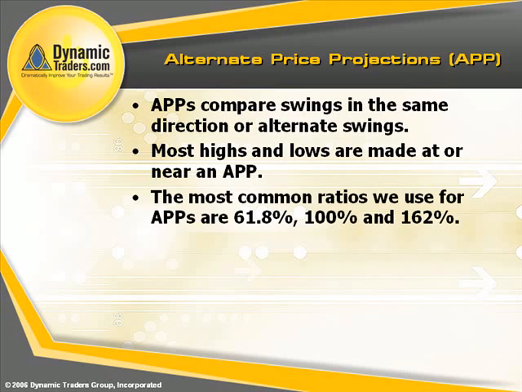Now we can just take off the projection that's below this high, so let me erase that just to clean the chart up. So we're left with two alternate price projections, the 100% and the 162%. So that's how we do the alternate price projections. They're very simple, but they're very, very powerful, very, very helpful.